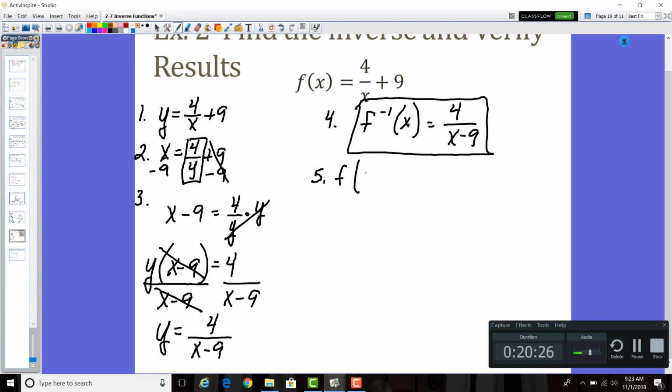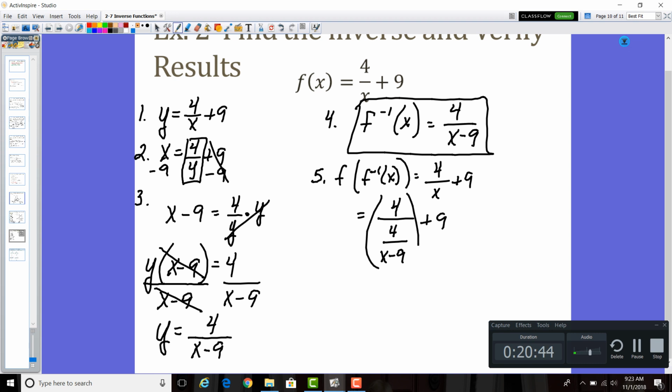So form your composition. Start with f. Plug in your inverse expression into f. So we have 4 over x plus 9. This one's going to get a little messy and yucky. x is 4 over x minus 9. That's my inverse. This looks weird. We are not used to that. This says 4 is being divided by the fraction 4 over x minus 9.